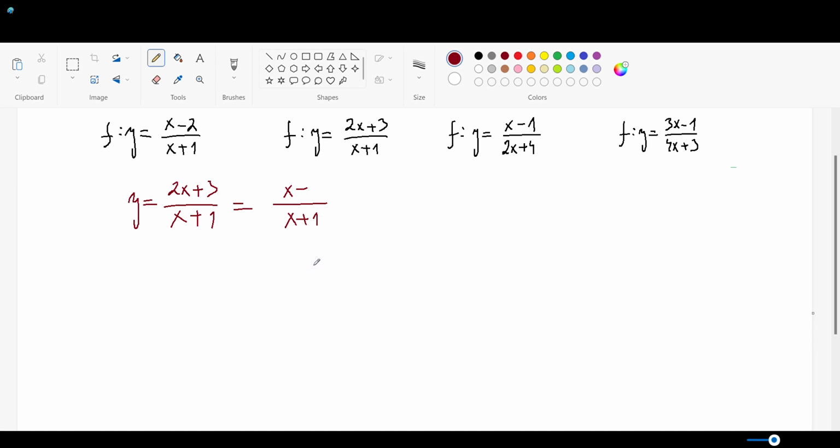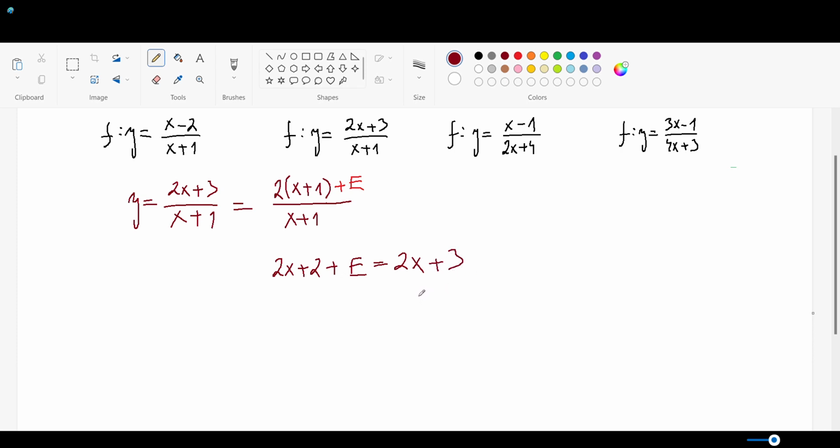How to find out? The easiest way is to write something like this: 2 times x plus 1, but now something is missing again, plus some number e, so that we will get the numerator 2x plus 3. So let's find out what the number e is. If we find our number e, we are happy and we are done here. So it means 2x plus 2 plus e must be equal to 2x plus 3.